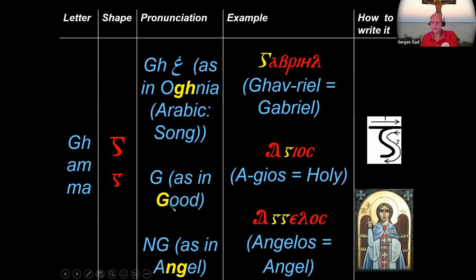Ghamma could also be pronounced as a G, like in this word here, Agios, okay? Alpha, Ghamma, I-O-S, Agios, which means holy, like we say Agios, Othios. And then Ghamma could also be pronounced like an N-G, if there are 2 Ghammas together. Then the first one is pronounced an N, and the second one is a G. Like this word here, we have alpha, 2 ghammas. So this is NG. And then EL, this is the lulla. I will learn this today, actually. OC, so this is angelos.